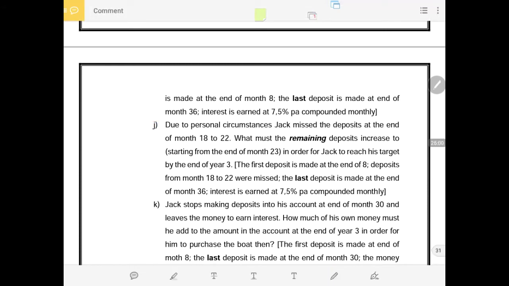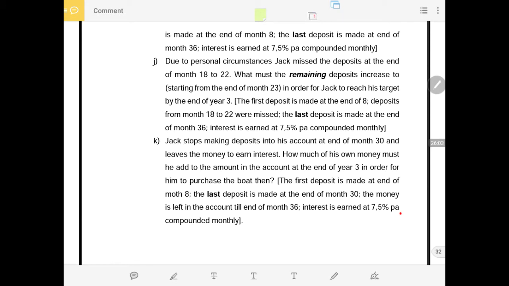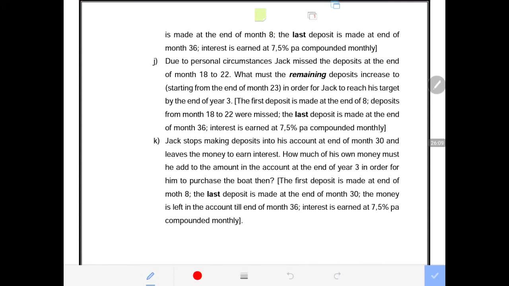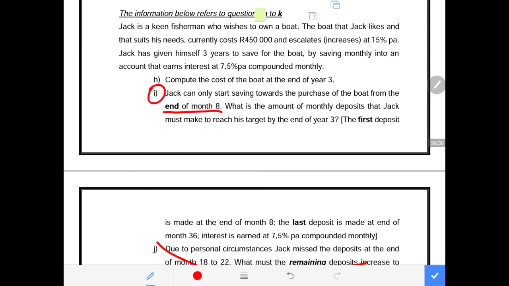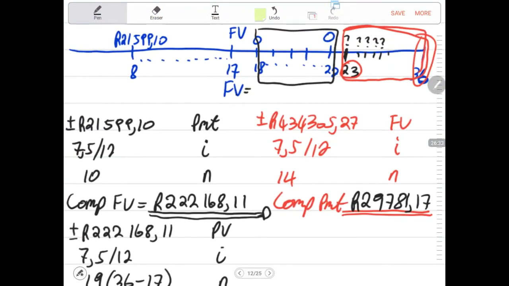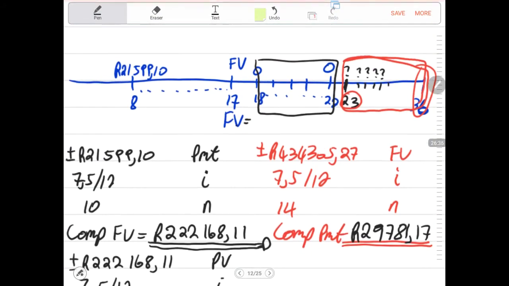Then we go to the last section. Obviously, for the last one, there is another piece of information given to us. It says Jack stops making deposits into an account at the end of month 80. Which deposit did he stop? Remember, the main payment amount that we have was calculated from number I. So the payments that Jack has missed, we are referring to the payments of 21,599 rand 10 cents.